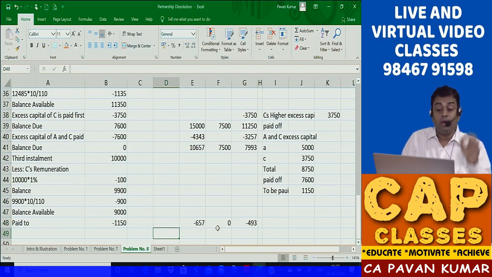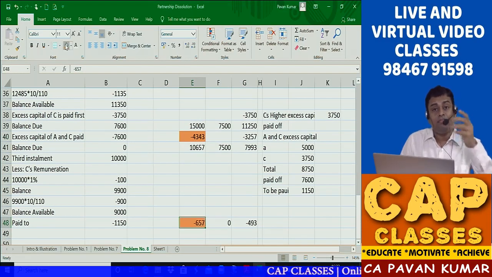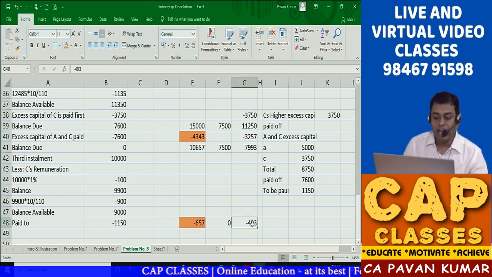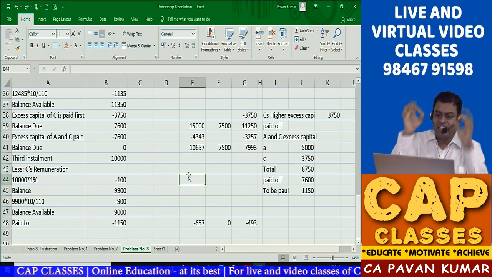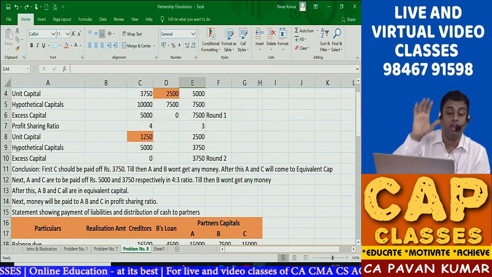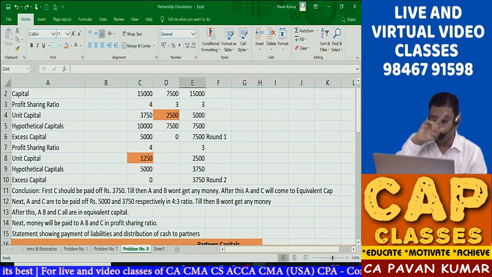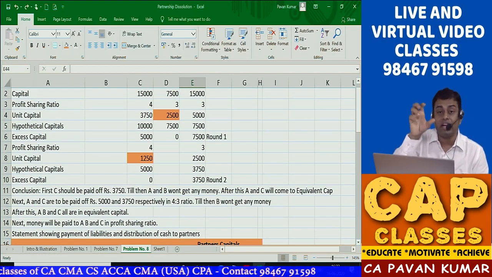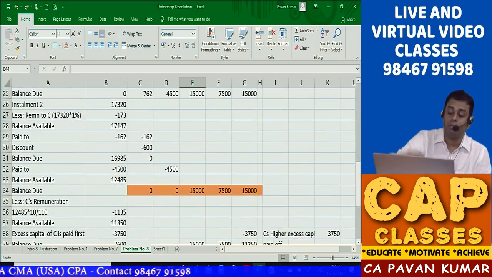Okay, now try to understand. You paid 4,343 here. You paid 657 here. Put together, his excess capital of 5,000 rupees is gone. So you have paid 3,257 here. You have paid 493 here. Put together, 3,750 is gone. So you are following as per your objectives. You have written your objectives after working note 1. My objective is first I should pay 3,750 to C. After that I should pay 5,000 and 3,750 to A and C in the ratio of 4:3. That is also over. Now whatever the balance is there, you will distribute to all the people.